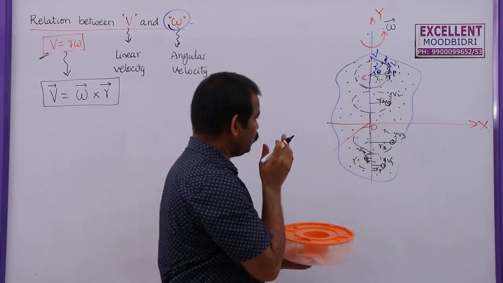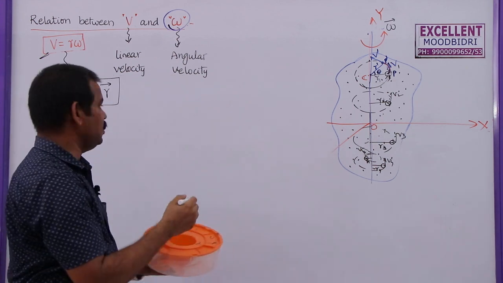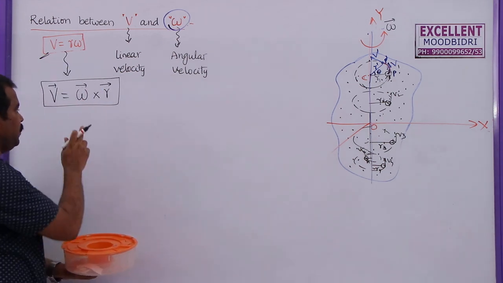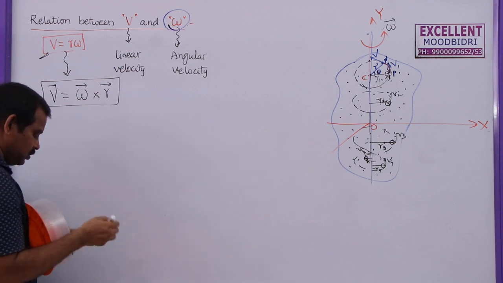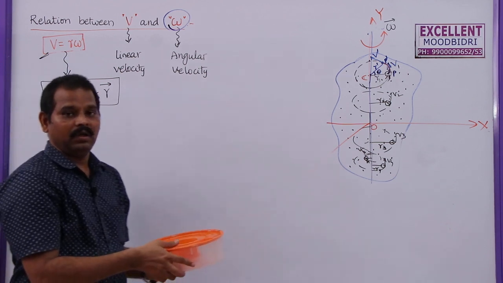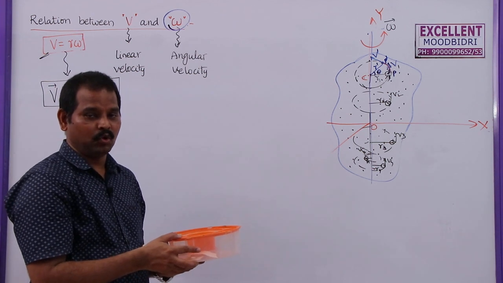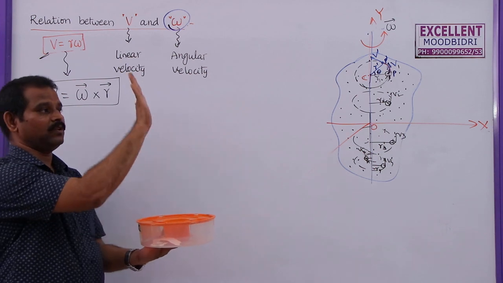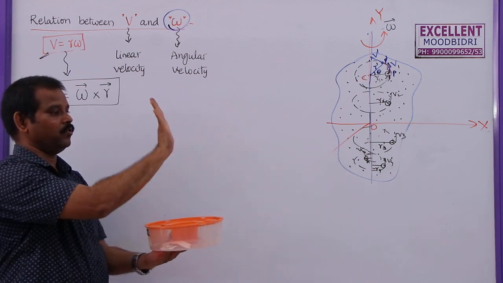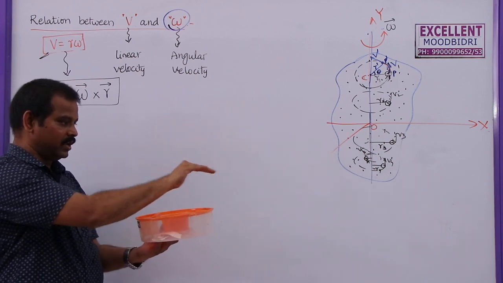Now, how do we get the direction of v here? The direction of v is given by omega cross r bar. According to that, using the right hand screw rule or right hand palm rule, omega is in this direction. Here, omega is upwards. The radius is in this direction.